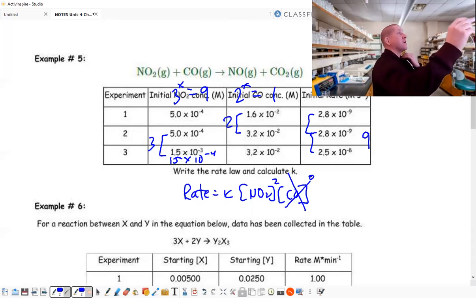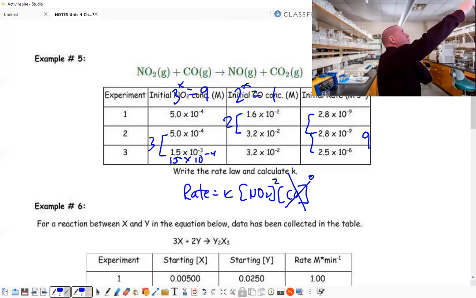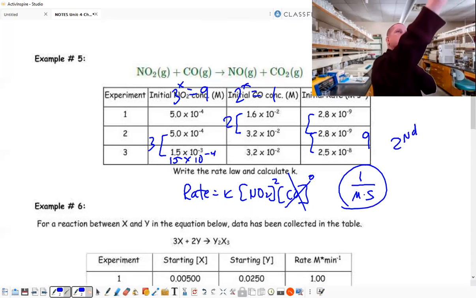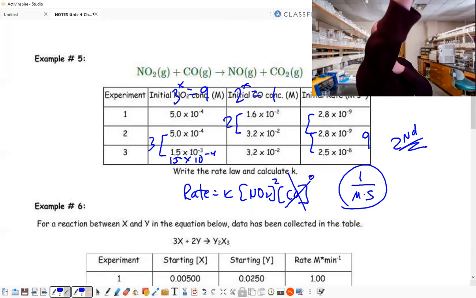All right, so now as for K, as I said, you could plug one of them in. We're only going to plug that in and square it. There's the rate, but the units for K are going to be 1 over molarity seconds. How do I know? Well, it's second order overall, and so you take away one of the M's.